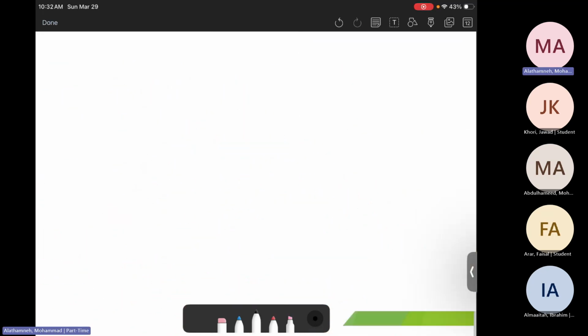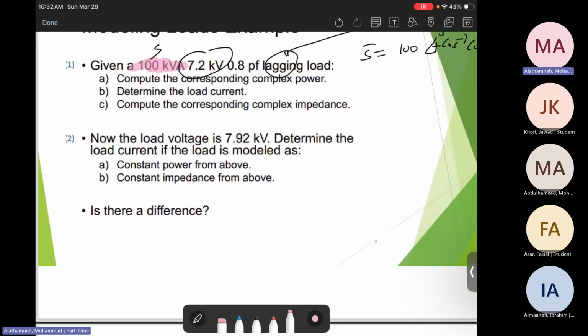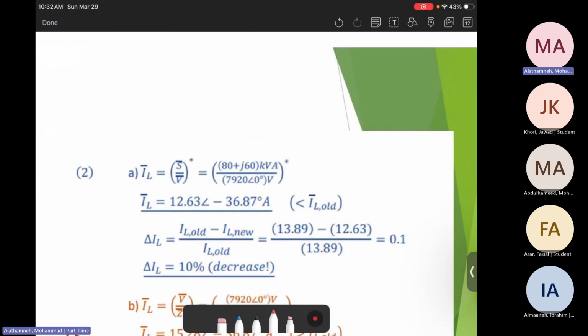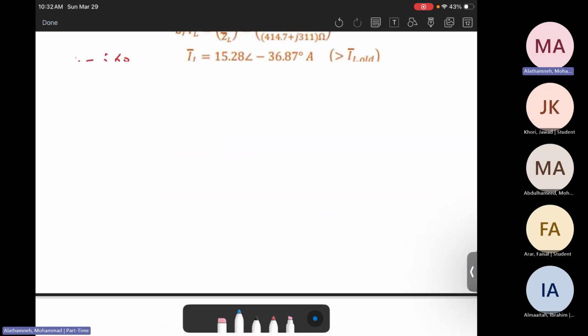The second thing, it says, let's change the voltage to be 7.92. Now the voltage is up. What do you expect the current to do? The current will go down, because for the same amount of power, the voltage is up, the current will be down. When we do the calculation, we realize that for the same S, with higher voltage, the current will be lower. That's how we do the compensation. And there is a decrease.